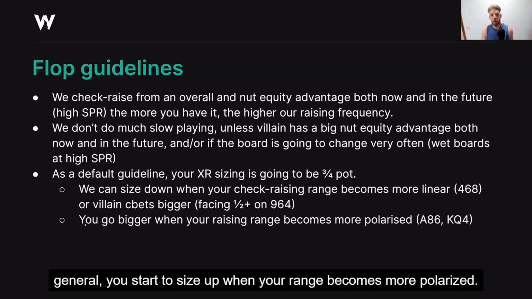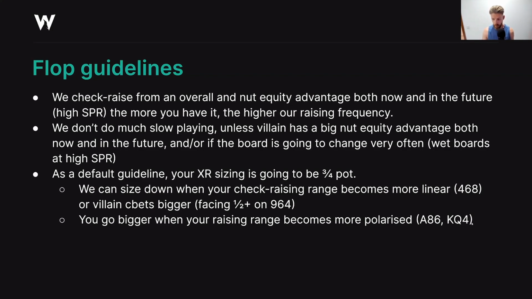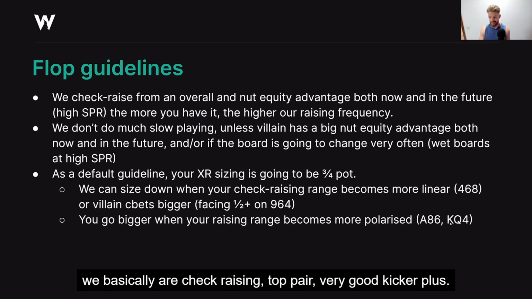In general, you start to size up when your range becomes more polarized. So think on an ace 8-6, on a king queen 4. We basically are check raising top pair, very good kicker plus.